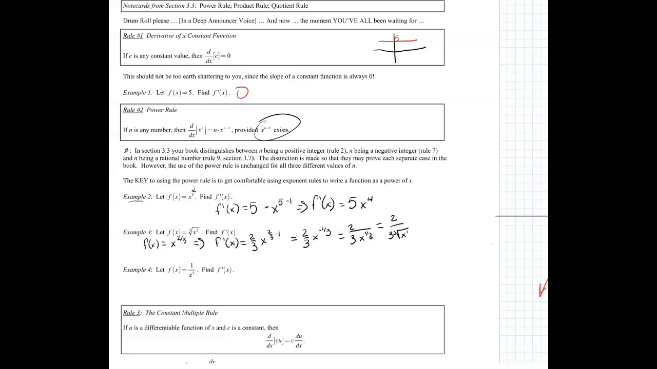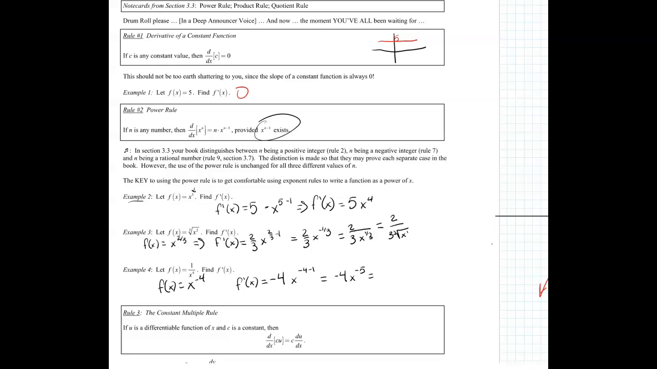Alright, example 4, same type of deal, except this time I'm going to be kind of ahead, and I'm going to change that to a negative exponent. So I've got f of x is equal to x to the negative fourth. I need to find f prime of x. I'm going to take that number that was my exponent, put it out in front, so I'm going to have negative 4. I'm going to have x to the negative 4 minus 1, which all in all is just going to give me negative 4 x to the negative 5.